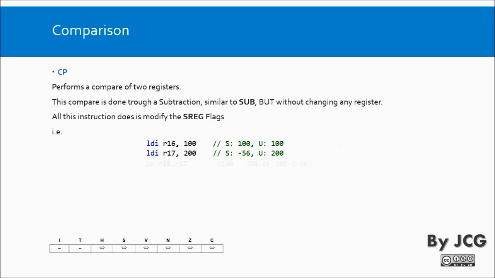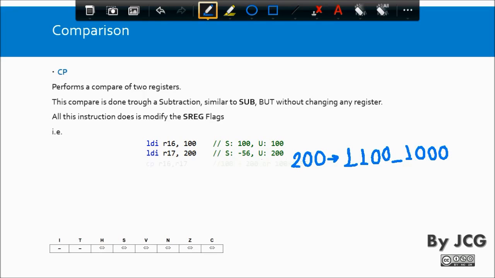In the next line we load the immediate constant 200. And with 200 we have the following. This is the number 200 in binary, and as you can see, if we consider this unsigned, this value is 200. However, if we consider this signed, this is telling us that we have a negative number. In order to know which value this is, we can perform the 2's complement to get the absolute value of this number. If you do this, you should have 56. You can do this to check that this number is minus 56.